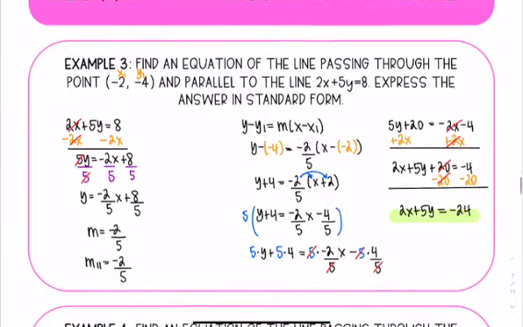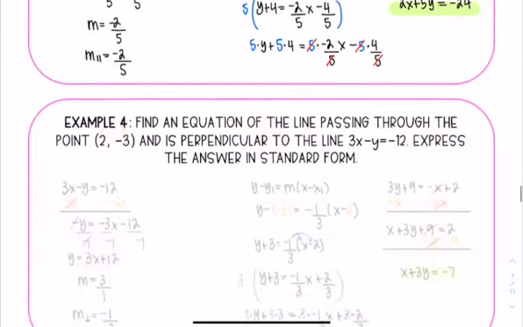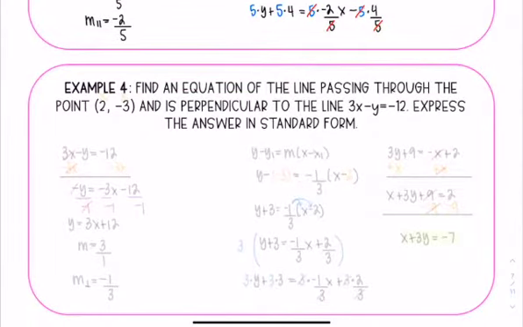And the last one, let's find an equation of the line that passes through the point 2, negative 3 and is perpendicular to the line 3x minus y equals negative 12. We're going to express this answer in standard form. So we're going to start this just like we did in example number 3. We need to find out the slope of 3x minus y equals negative 12 first.